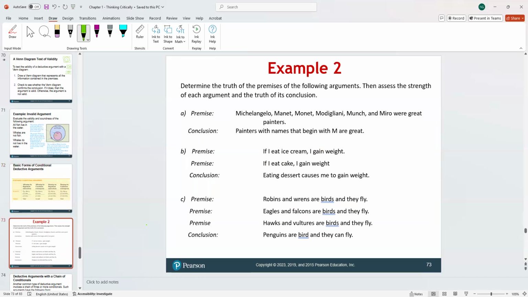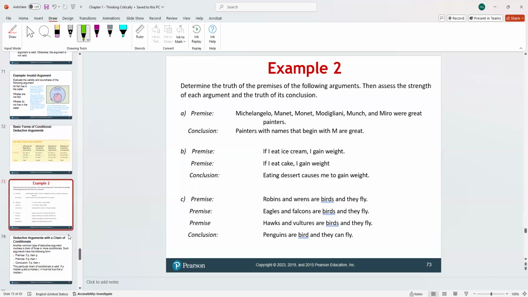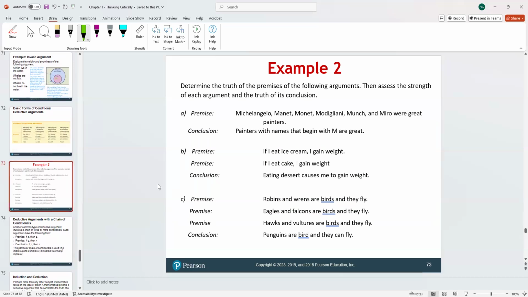Let's go over one or two examples very quickly. Look at these examples very closely. What we ask you to do in this one is to determine the truth of the premises of the following arguments, then assess the strength of each argument and the truth of its conclusion. So that's what we're going to do with these examples. Let's try it.